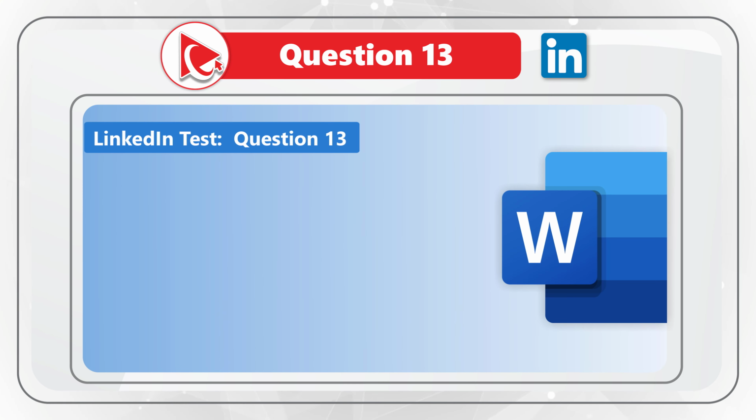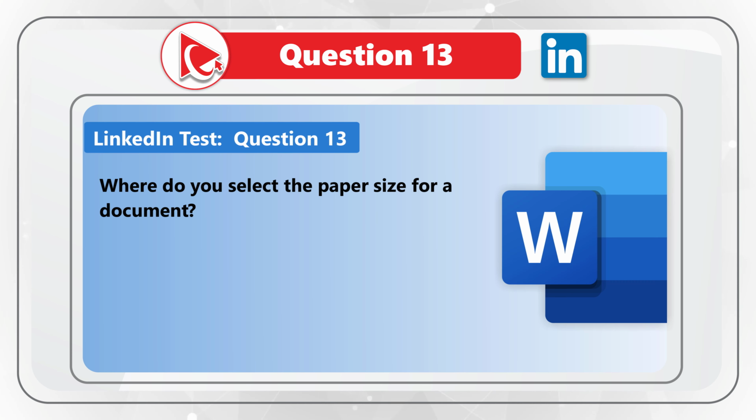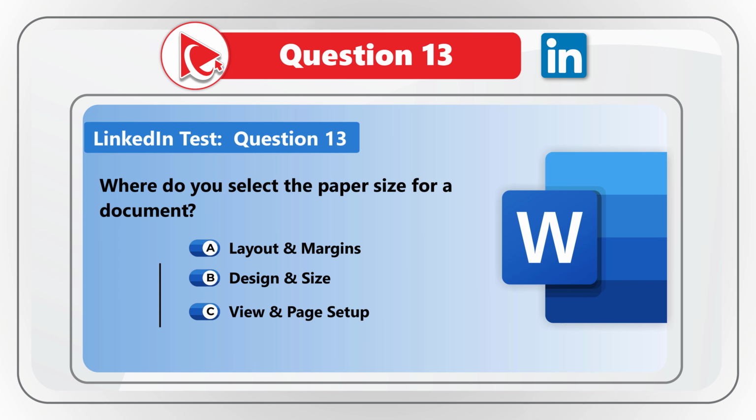Here's question 13. Where do you select paper size for a document? And you have 4 different choices. Choice A, layout and margins. Choice B, design and size. Choice C, view and page setup. And last but not least, choice D, layout, size.